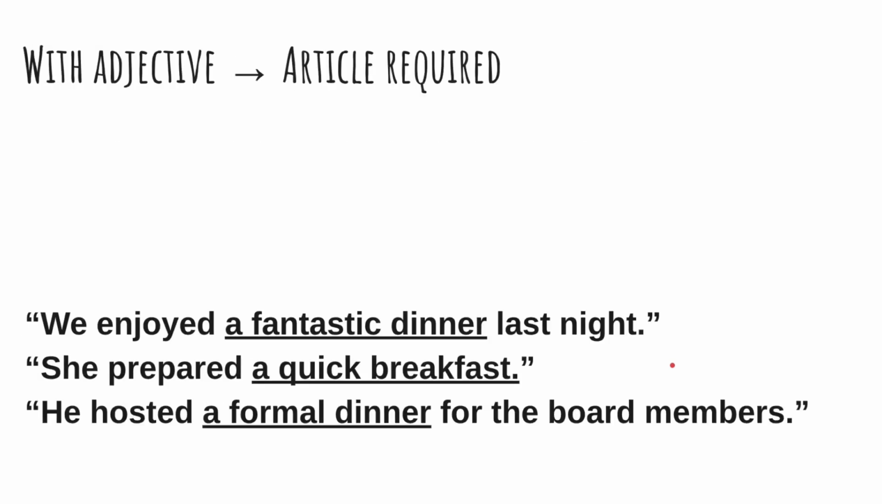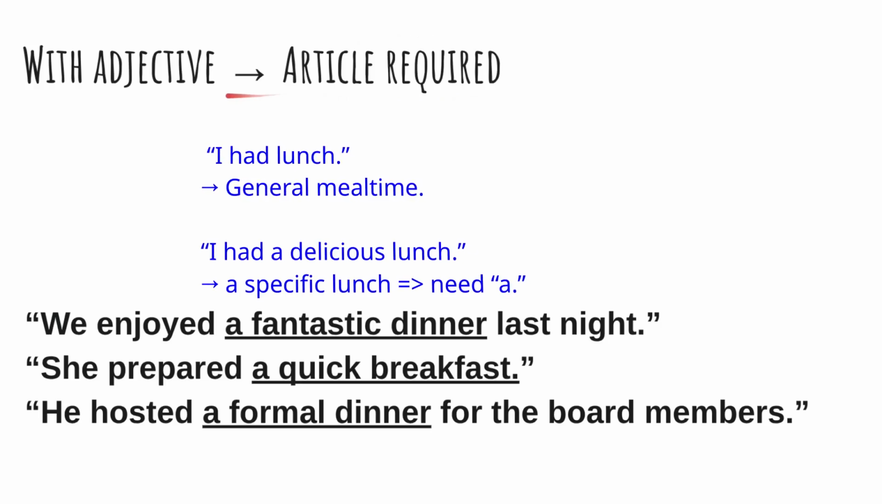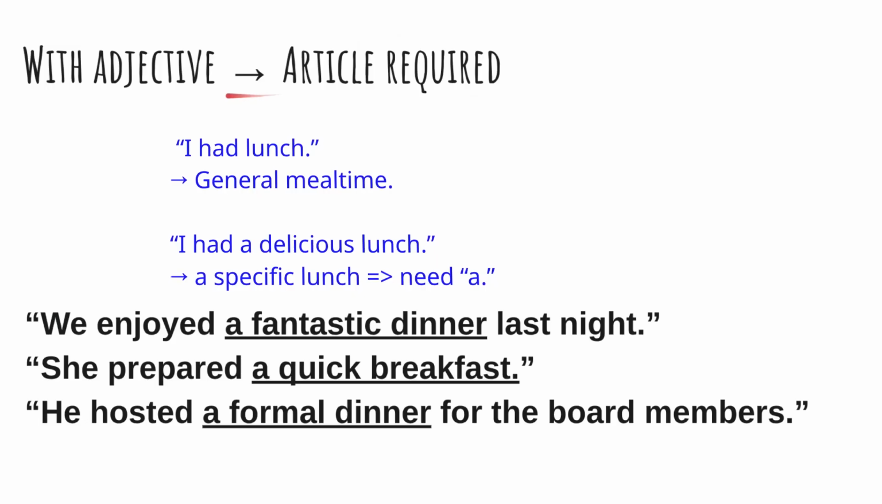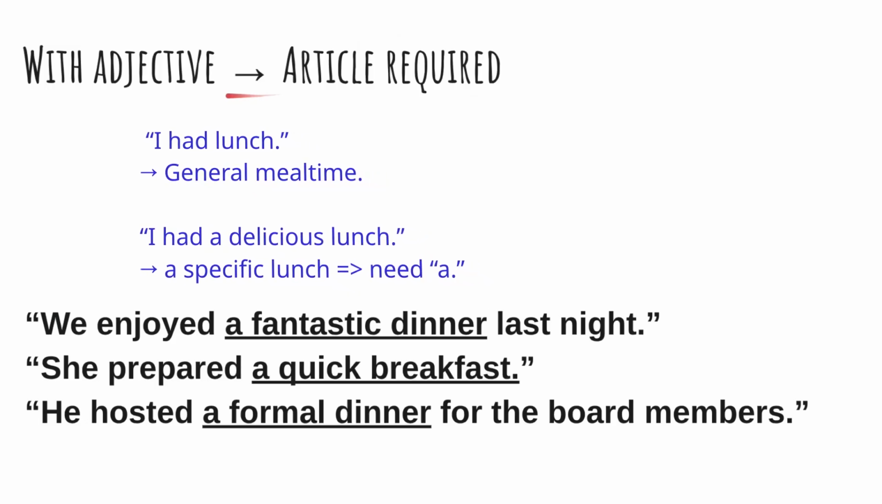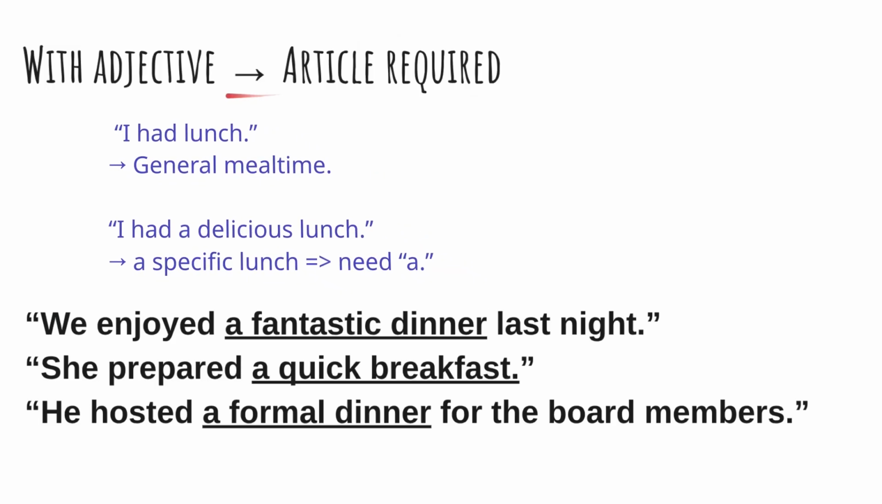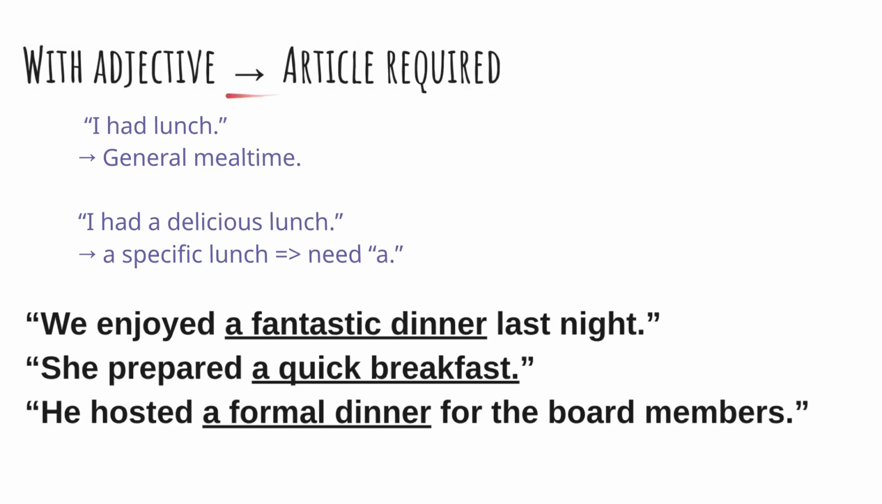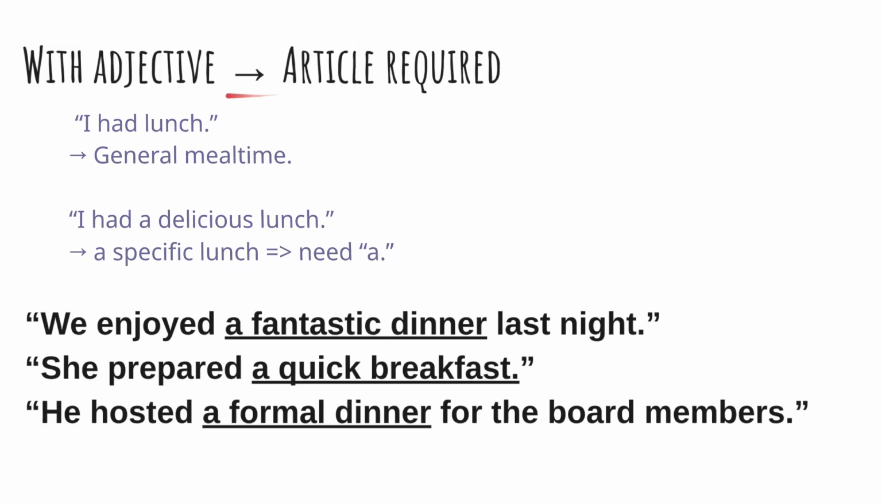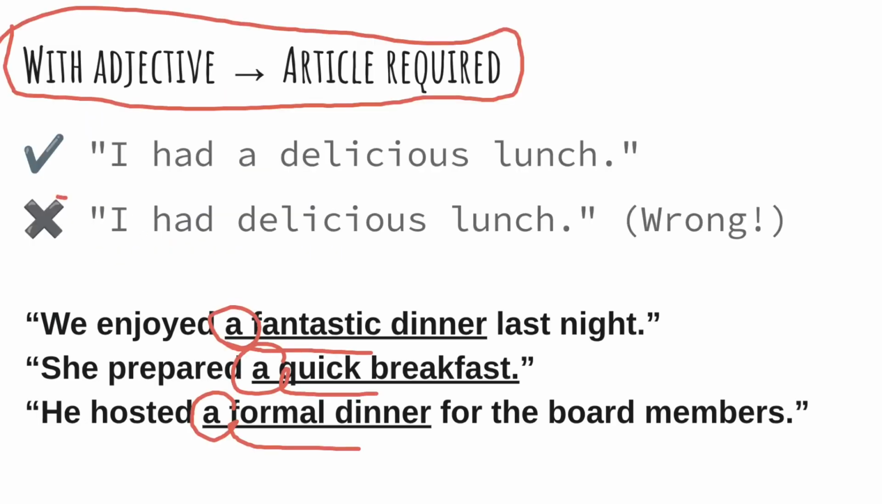Special note, adjectives change the meaning. Here's something very important to remember. When a meal word is modified by an adjective, you are almost always referring to a specific meal, and therefore you must use an article. Let's compare. I had lunch. General mealtime. I had a delicious lunch. Now you're describing a specific lunch, so you need a. What's incorrect is saying, I had delicious lunch.